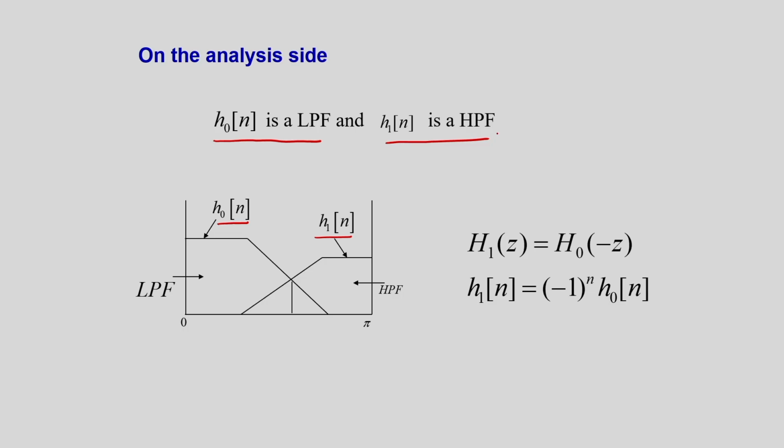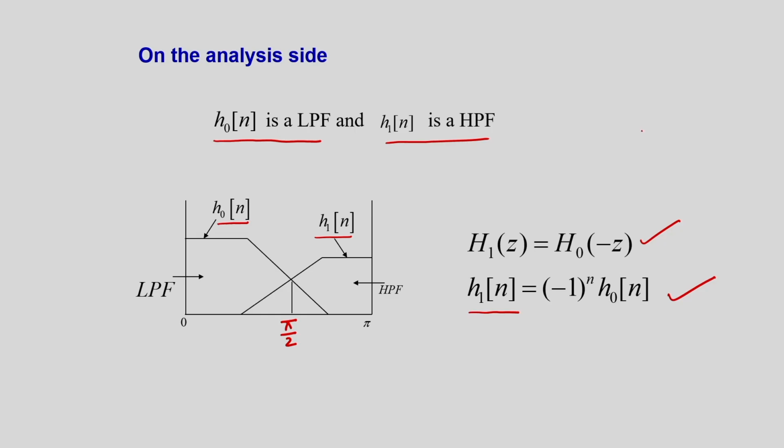So if I consider, the symmetry point is pi by 2. This is pi by 2. Suppose I have only the low pass filter, H0n. Already we have designed the low pass filter. So how to get the high pass filter? The high pass filter H1n in the time domain is minus 1 to the power n into H0n. And corresponding to this you can see the transfer function, H0 of minus z that I am considering.